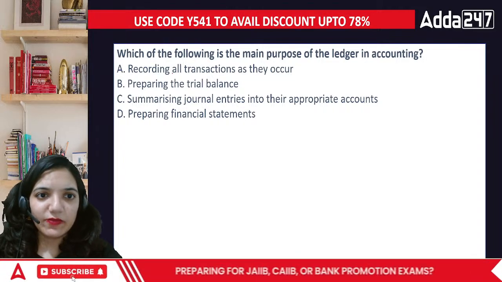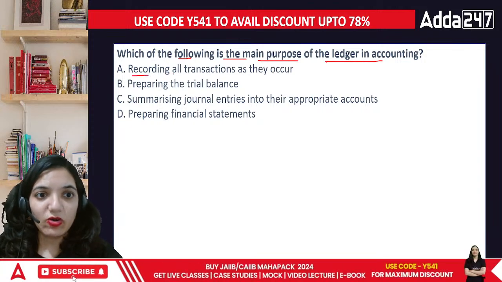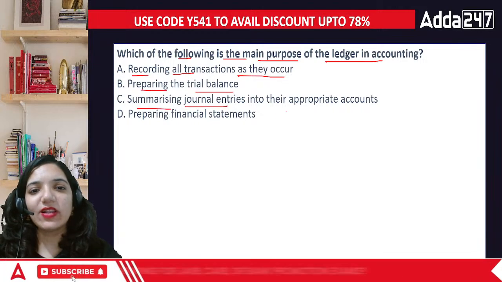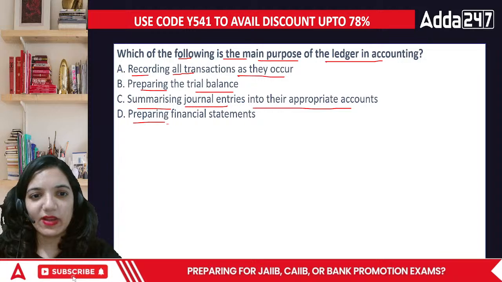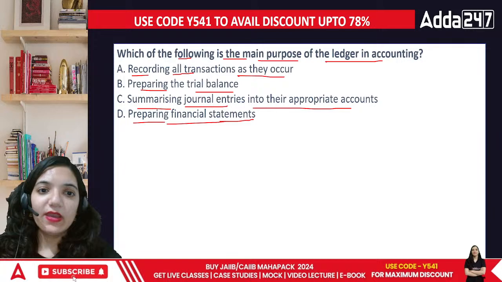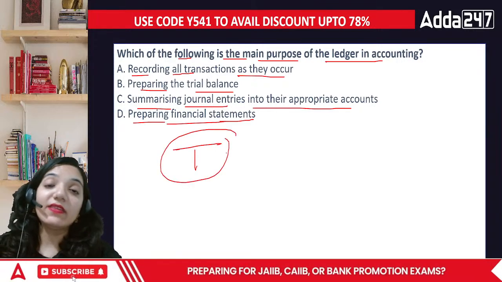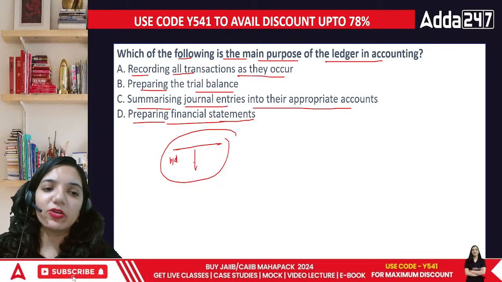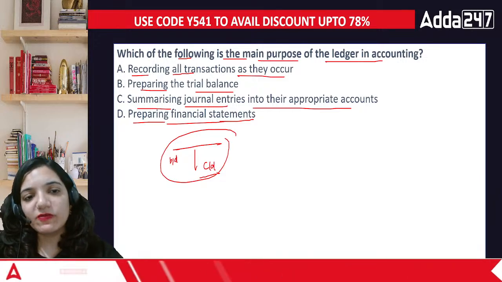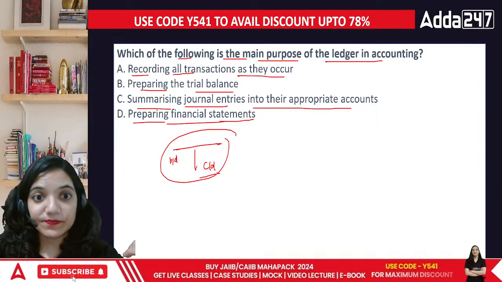Which of the following is the main purpose of the ledger in accounting? Recording all transactions as they occur, preparing the trial balance, summarizing journal entries into their proper accounts, or preparing financial statements. Everyone, when we talk about ledger, ledger is basically the tabular format. In this tabular format, you have something called brought down, you have something called carried down. When you open your books of accounts in the year, that is your brought down. Whatever is there on the closing side is carried down.